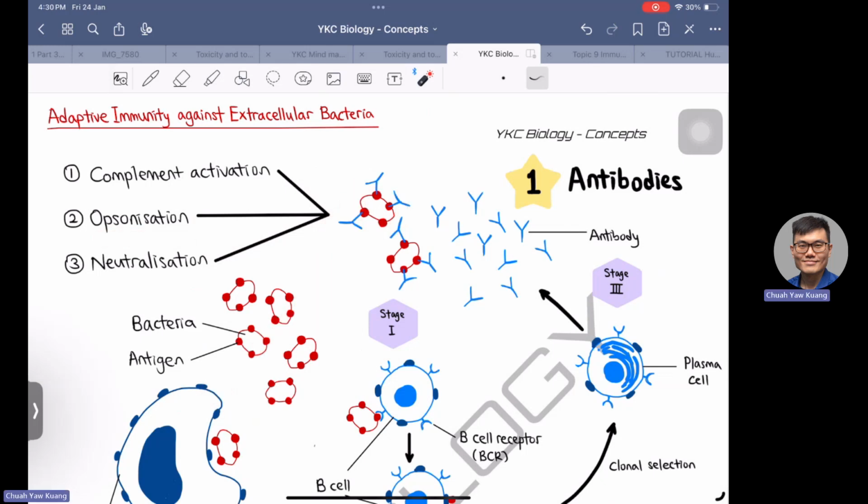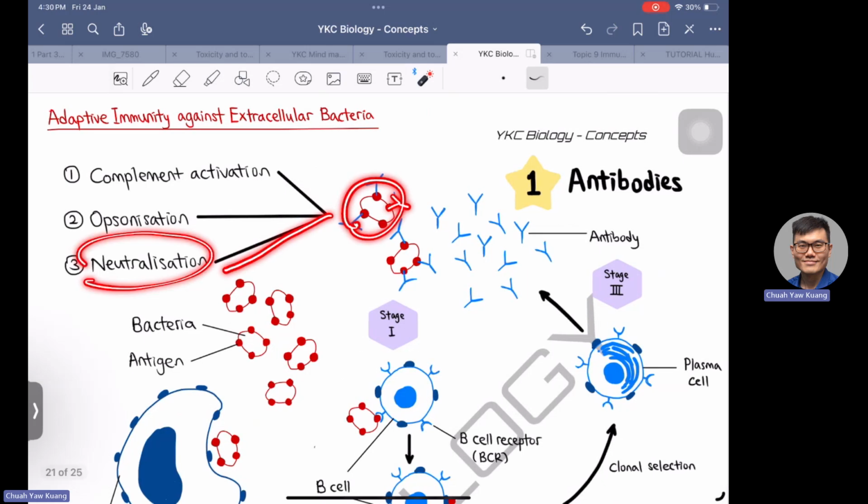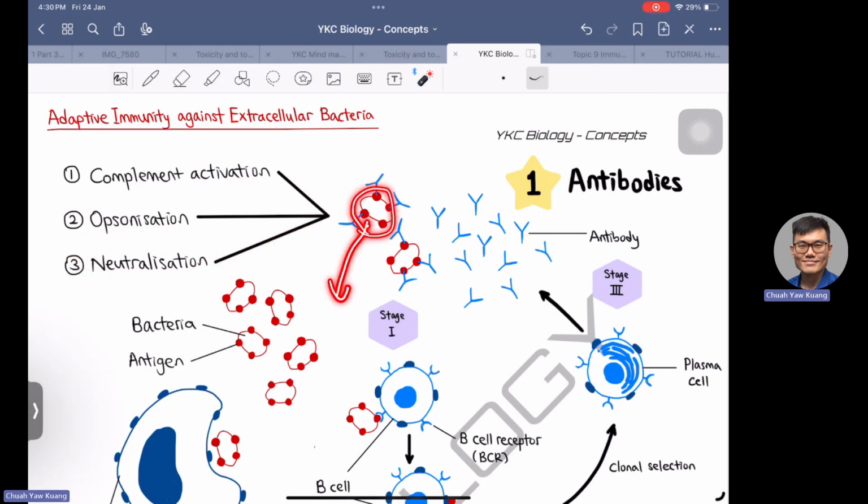And lastly, the last outcome, when the antibody binds to the antigen on the surface of the bacteria, it actually neutralizes the bacteria. So this means that this bacteria is no longer able to attack any other body cell. They will become neutralized and not able to cause any harmful effect. So with that, that is basically what happened in the first mechanism.